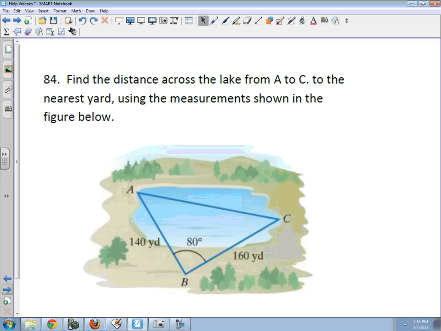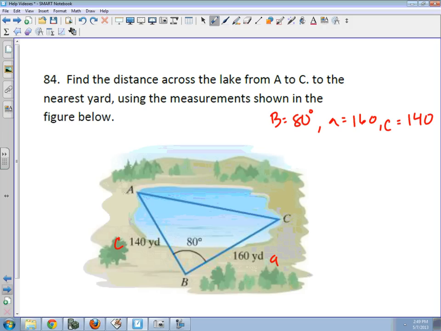Find the distance across the lake. This is a cosines question. Okay, I know that this is little c, this is little a, and this is big B. So now it's like if I had a law of cosines question where you said big B equals 80 degrees, little a equals 160, and little c equals 140, you'd simply be like, oh, that's law of cosines. I said it wrong, little c equals 140, my bad.